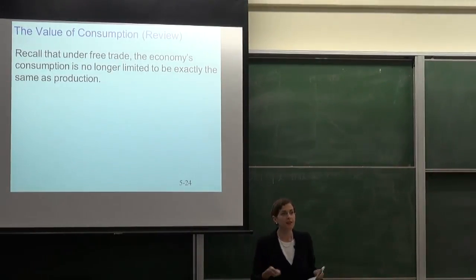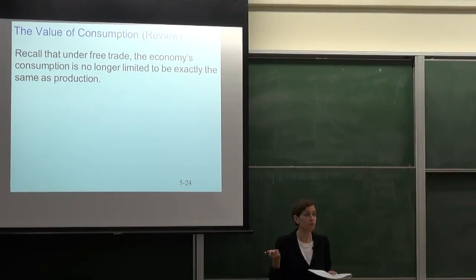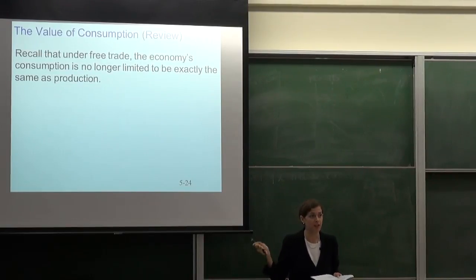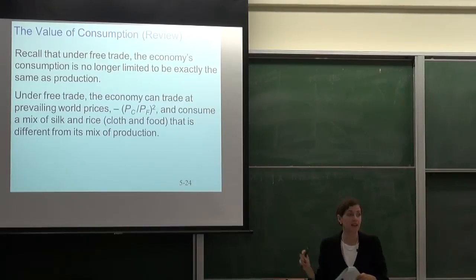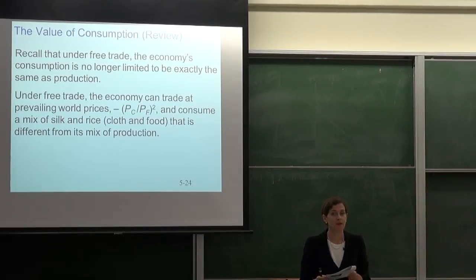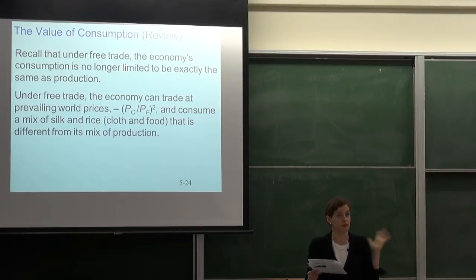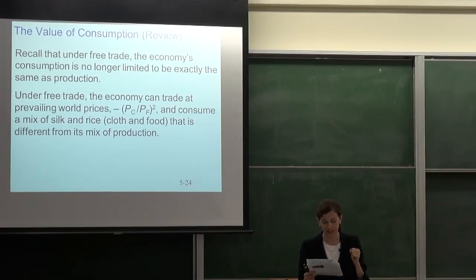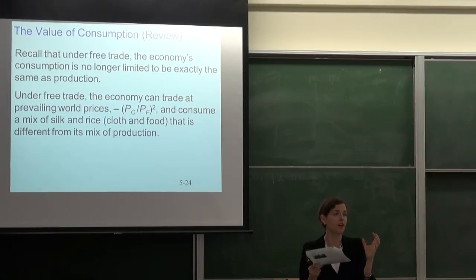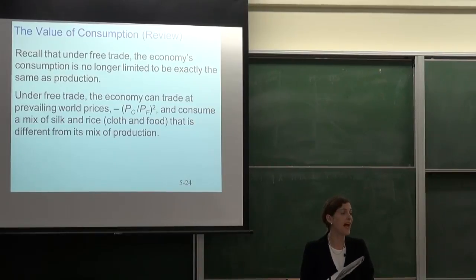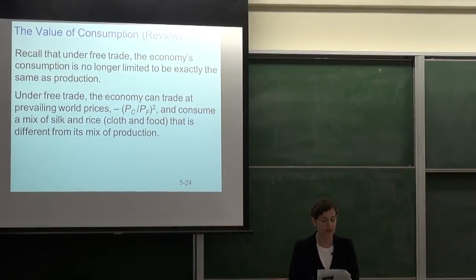So under free trade, that economy can produce at that new point Q2 that now maximizes the value of production, but it can trade that production at the new prevailing world prices. So our relative price of silk, superscript 2, which is doubled, it can trade it and consume a bundle or a mixture of silk and rice that is different than what it produces. It doesn't have to consume exactly what it produces. It can consume something different.